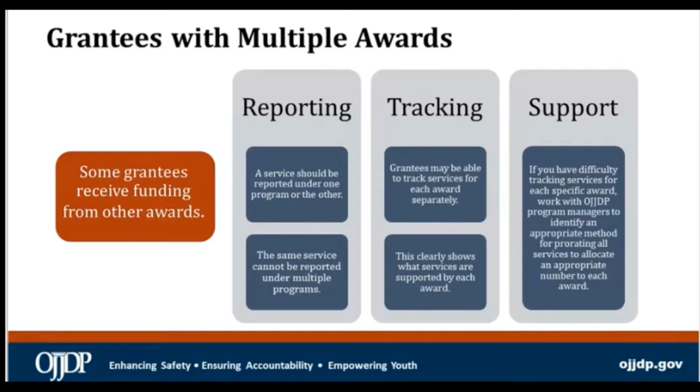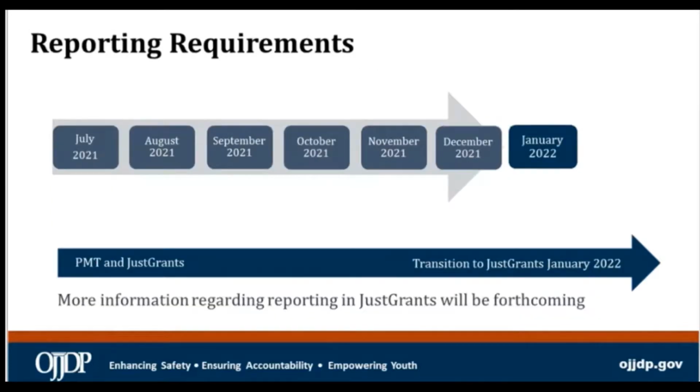You'll be reporting on the activities that occurred between July and December 2021 in January of 2022. The reporting deadlines are July 30th for the reporting period January 1st through June 30th, and January 30th for the reporting period July 1st through December 31st. Please note, more information regarding reporting in JUST grants will be forthcoming.